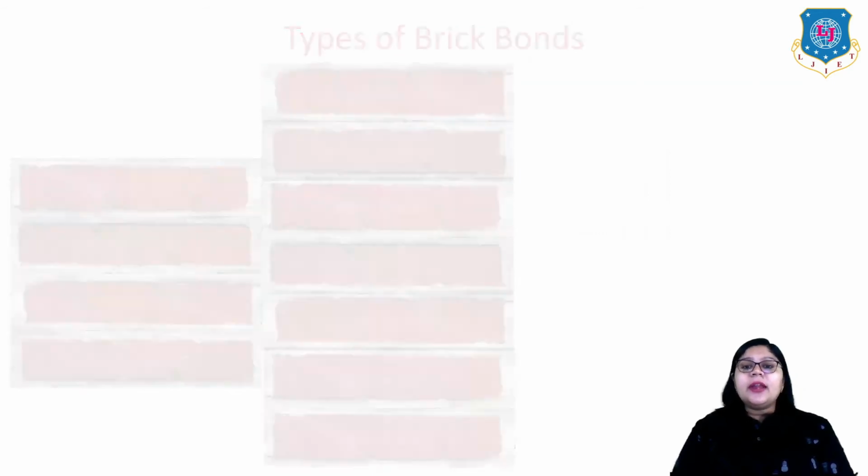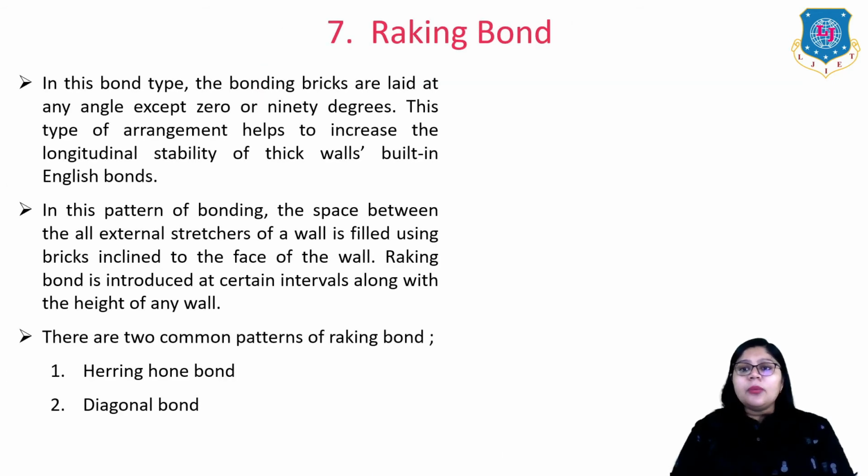Next type is the raking bond. In this type, the bonding bricks are laid at any angle except 0 or 90 degrees. This type of arrangement helps increase the longitudinal stability of thick walls built in the English bond. In this pattern of bonding, the space between all the external stretchers of a wall is filled using bricks inclined to the face of the wall. Raking bond is introduced at certain intervals along the height of the wall.